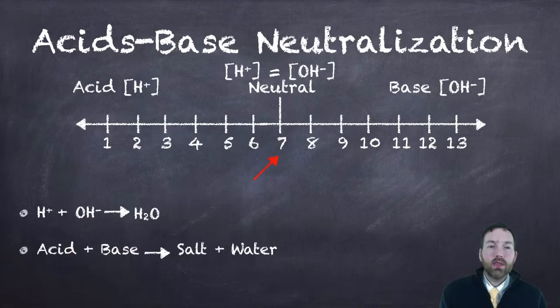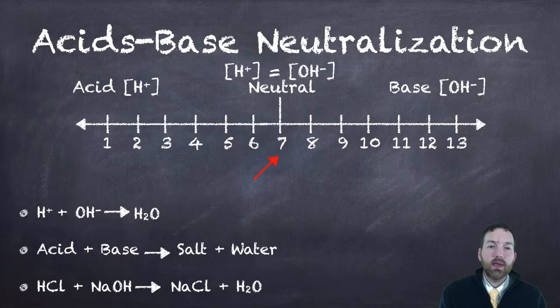So here's how every neutralization reaction works. You have an acid plus a base, and you make water, but you also make a salt, because the salt comes from the other cations and anions that are in these acids and bases that aren't hydrogen or hydroxide. So every neutralization, like I said, makes a salt and a water.